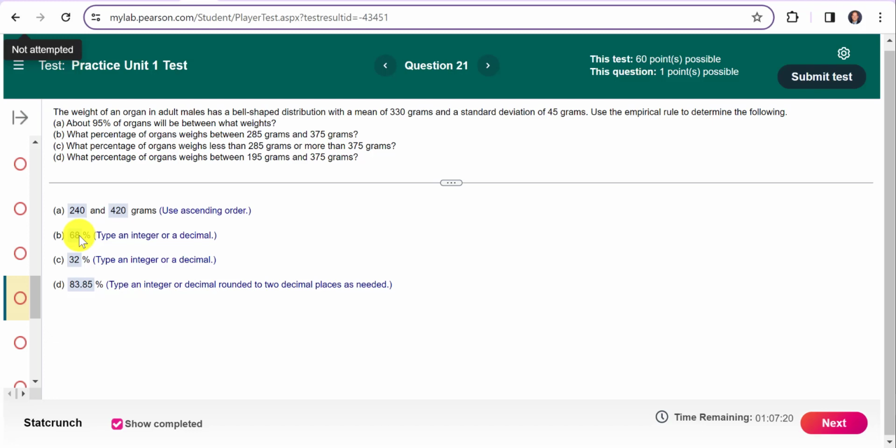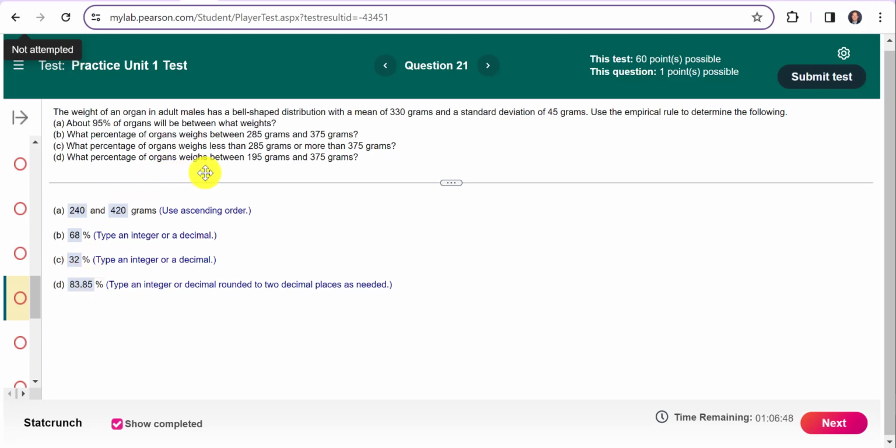And then how many are between 285 and 375? It says with less than that. Okay, so let's see here. If you draw a normal distribution, and 68% is the middle, what's left? 32%, because that's on the outside, less than or greater than. So 100% minus 68% is 32%.